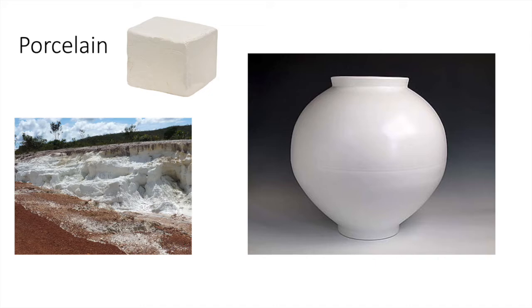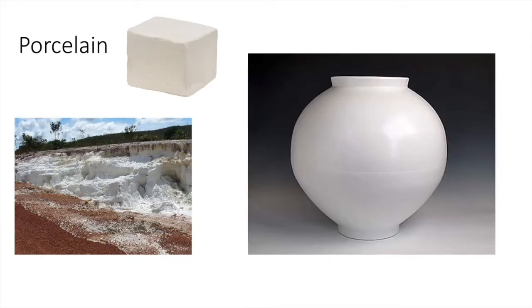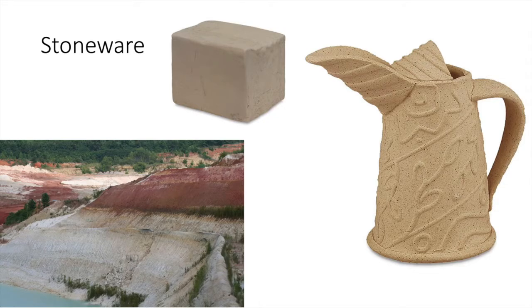So porcelain, primary clay, mostly kaolin. A stoneware usually is going to be high fire. Porcelain is usually high fire. There's mid-range porcelains. So stoneware, it's going to be a secondary clay. It's going to have more impurities in it.